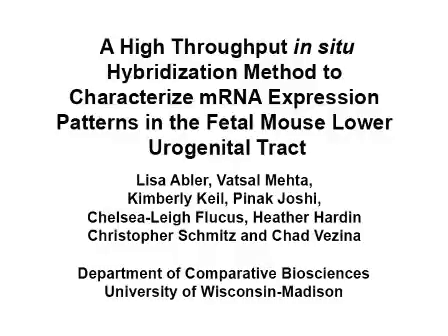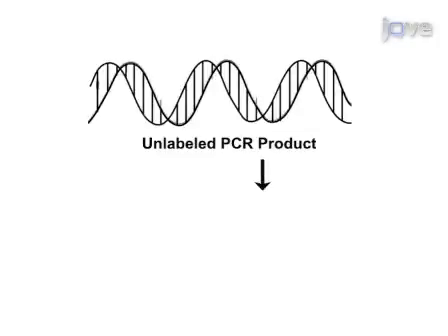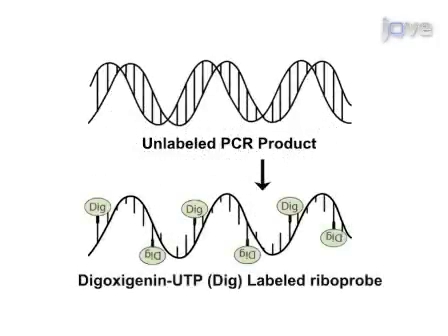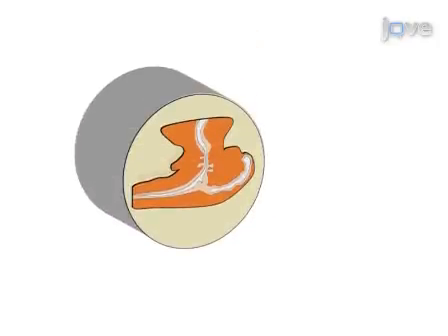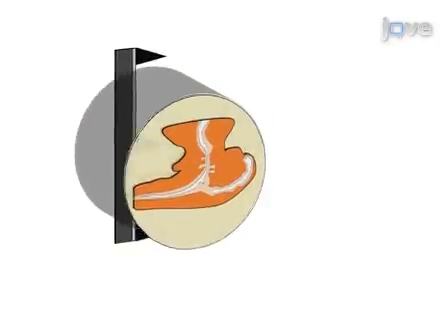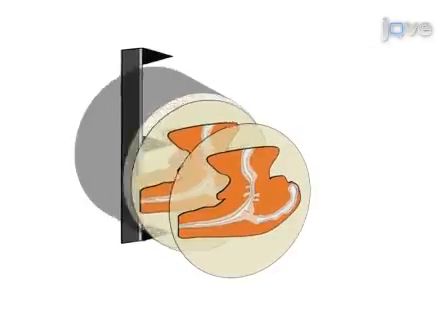The overall goal of this procedure is to visualize patterns of mRNA expression in developing fetal mouse lower urogenital tract tissues. This is accomplished by first synthesizing a digoxygenin-labeled riboprobe from a PCR-generated template. The second step of the procedure is to generate thick-cut sections using a vibrating microtome.